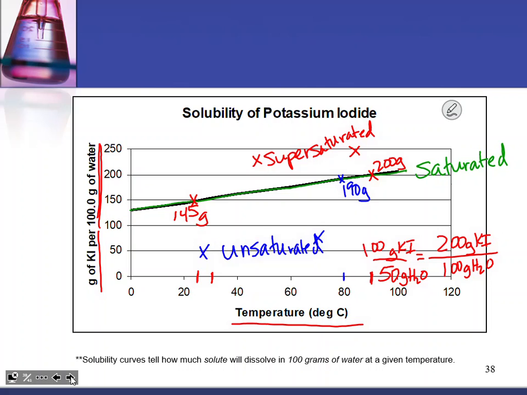100. Very good. They could also ask you stuff like, if it was out of 200 grams of water, what would you do in that case? You would double it, and that would be 400 grams of KI. Everybody get the idea there? All right.